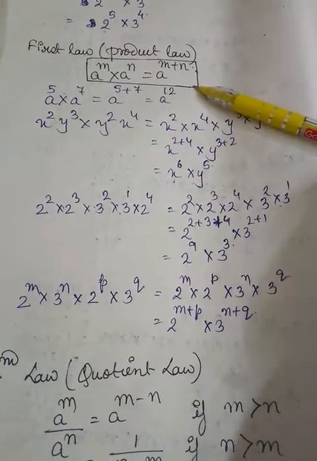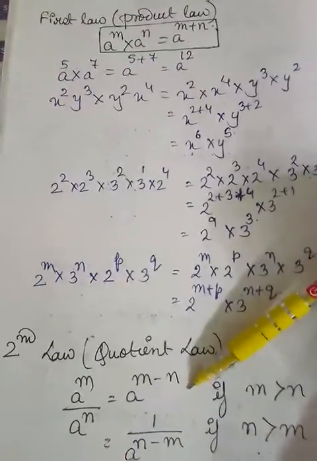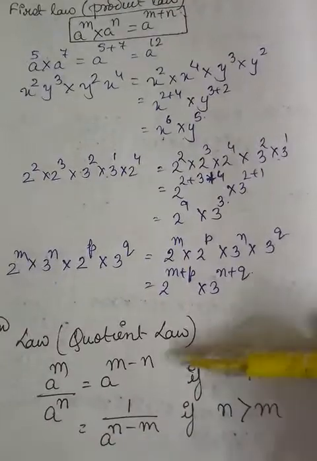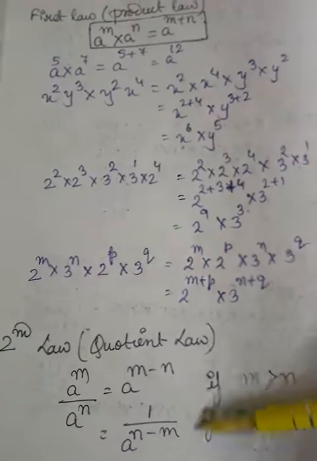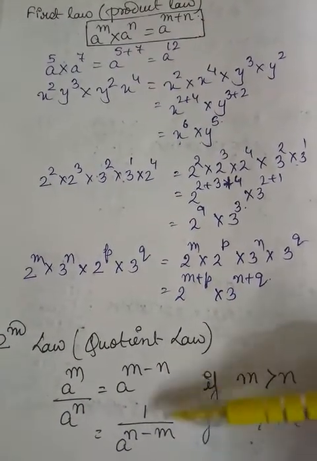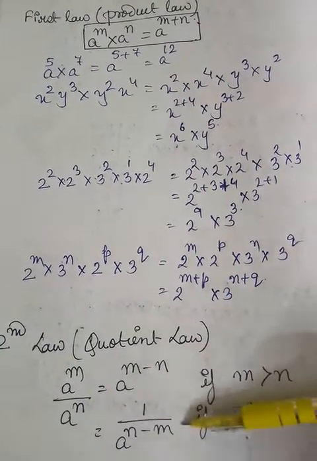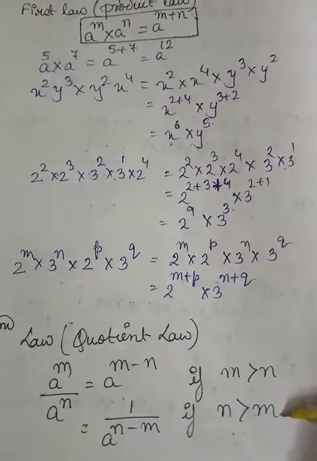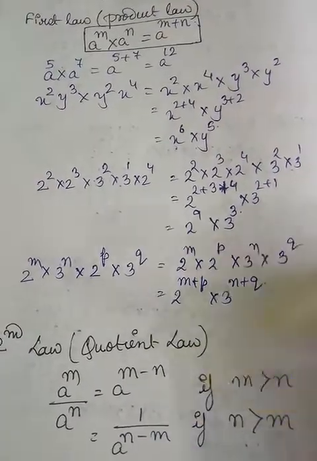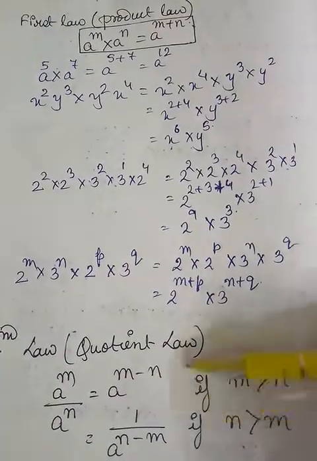This is the general form for the product law. This is the general form for the quotient law. Be very careful whenever you are writing the quotient law, particularly which one you are using. If you are using this one, you will write this one. If you are using this one, you will use this one with its condition. You need not write both the conditions. Whichever you are using, you need to write that condition only.